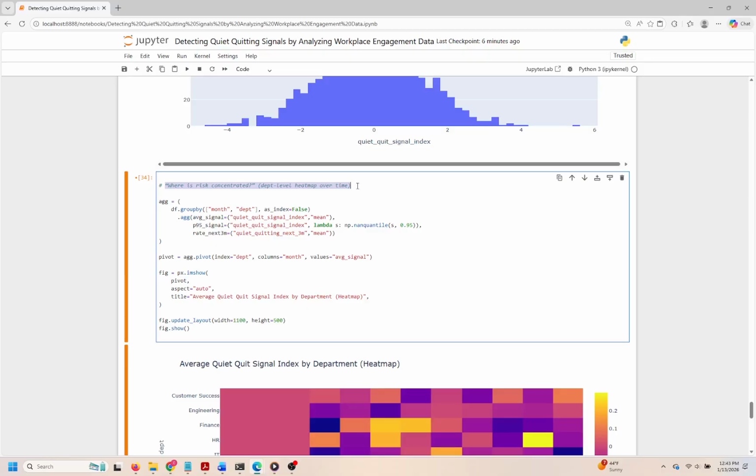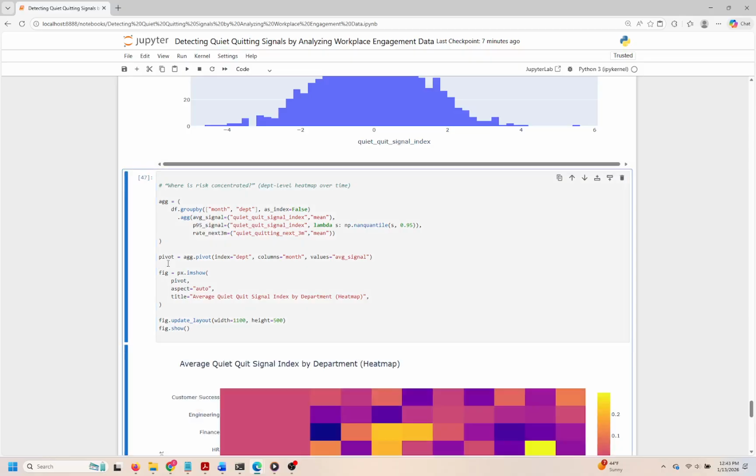This analysis is crucial as it helps us identify which departments may be experiencing higher levels of disengagement, allowing for targeted interventions. To achieve this, we first aggregate the data by month and department. In this aggregation, we compute three key metrics: the average quiet quit signal index, the 95th percentile of the quiet quit signal index, and the average rate of quiet quitting expected in the next 3 months. Each of these measures gives us insight into the general sentiment and impending trends within the company.